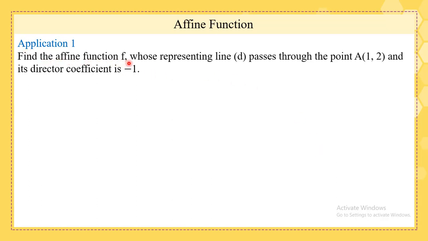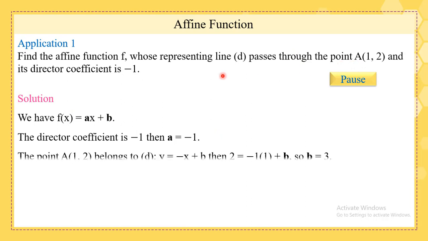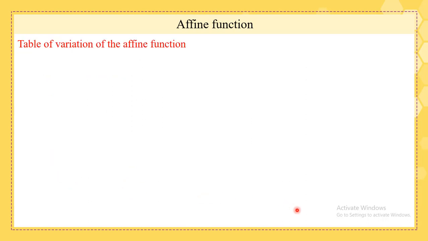Application 1. Find the affine function f whose representing line D passes through the point A(1, 2) and its director coefficient is minus 1. Please stop the video and try to solve the application. In fact, you know from previous chapters how to find the equation of a straight line passing through a given point and having the director coefficient. So, f of x is equal to minus x plus 3.